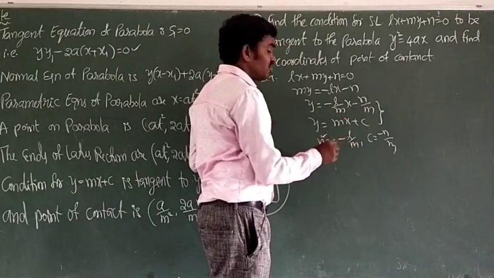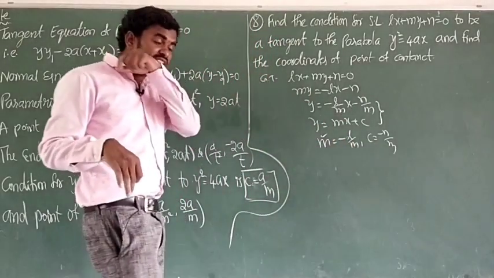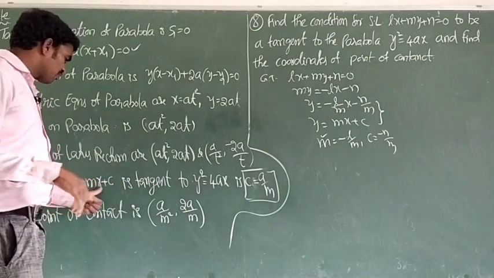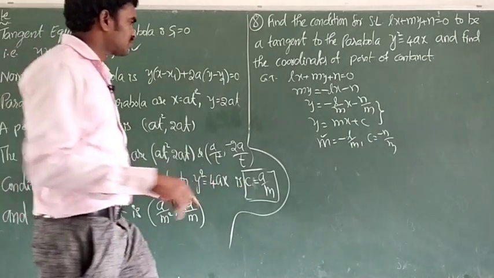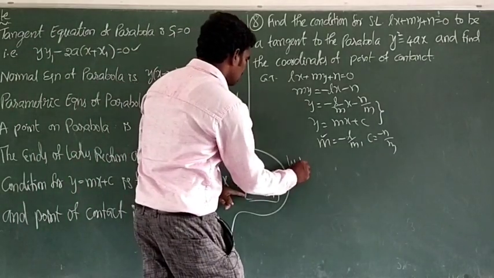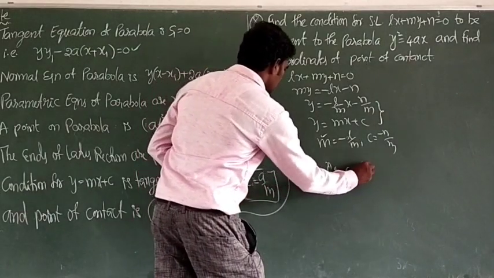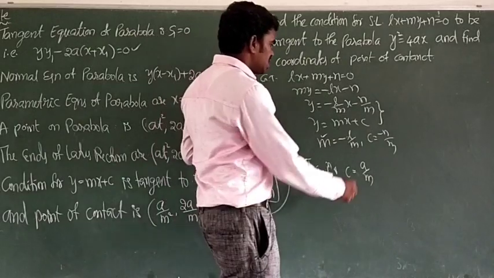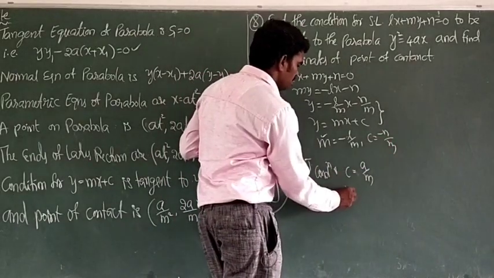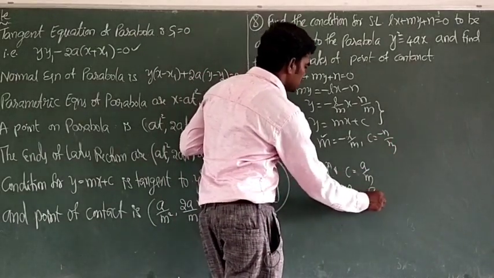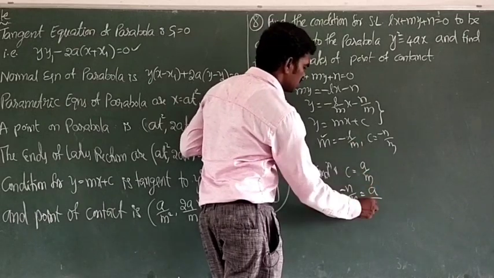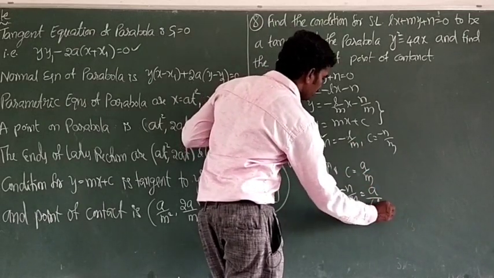This one used the y equal to mx plus c equation and condition. Okay, so we know that the condition is c equal to a by m. So here c means what? Minus n by m. a means a, and m means what? m means minus l by m.